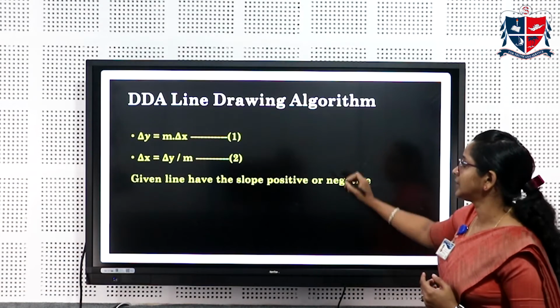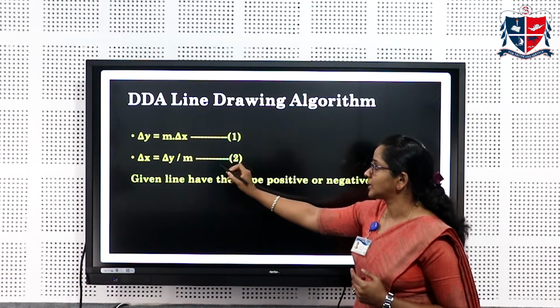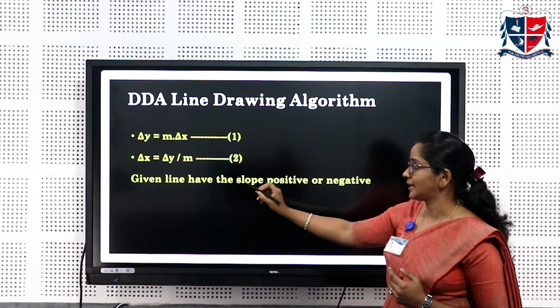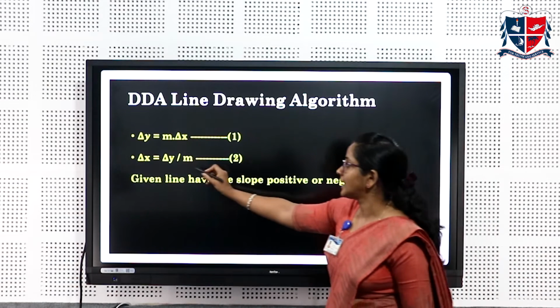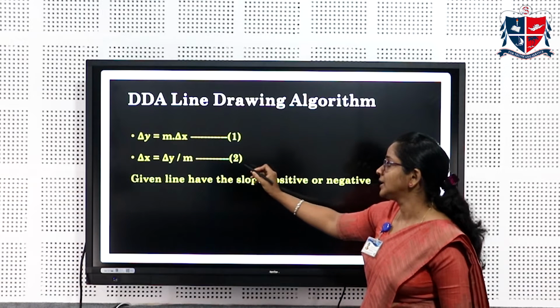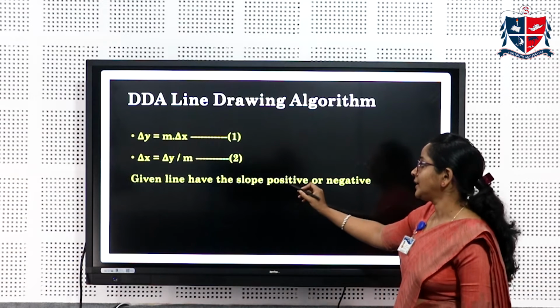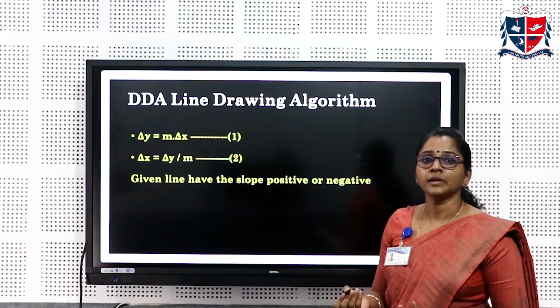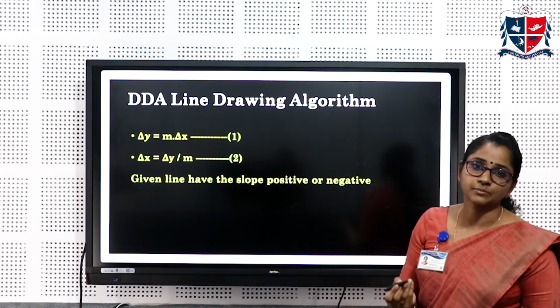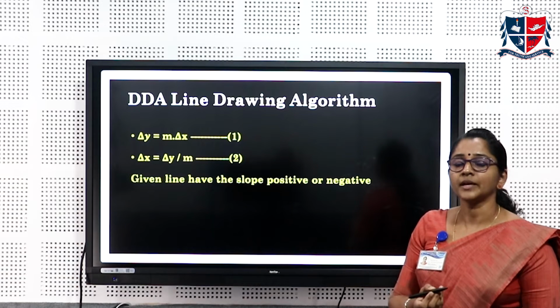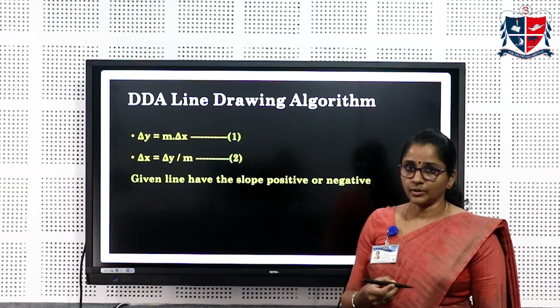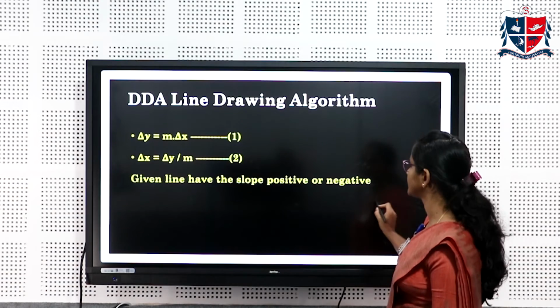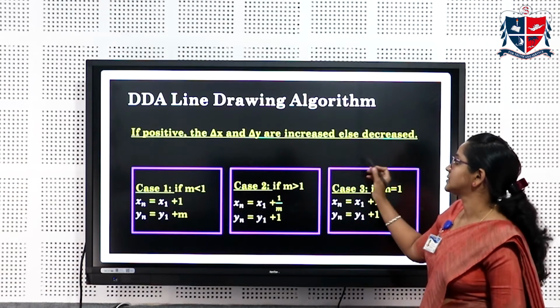Now, these are the main equations. Delta y equals m multiplied by delta x, where m is the slope, and delta x equals delta y by m. The given line can have a positive or negative slope, because m is the difference between the y coordinates divided by the difference between the x coordinates. So obviously it can be positive or negative. So these are the cases.